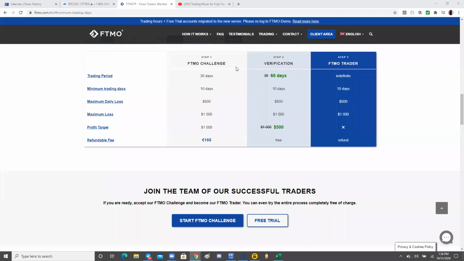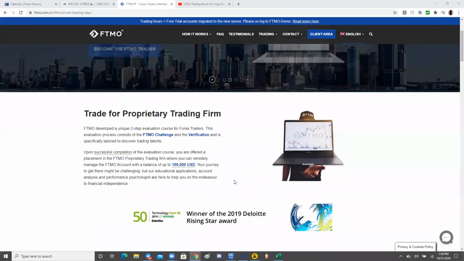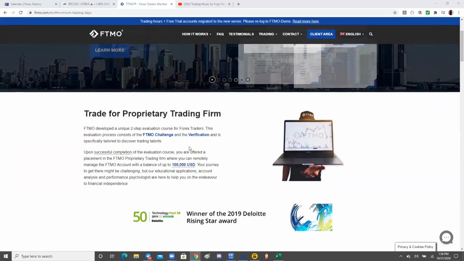So you pass the challenge and you pass the verification process. You then wait for a contract to be filled out from the proprietary firm of FTMO, and you will then be funded the available balance that you paid for. Once you've traded 30 days after being funded, you are eligible for your profit split, where you take 70% and FTMO takes 30%. So it's a 70-30 profit split once you're funded.